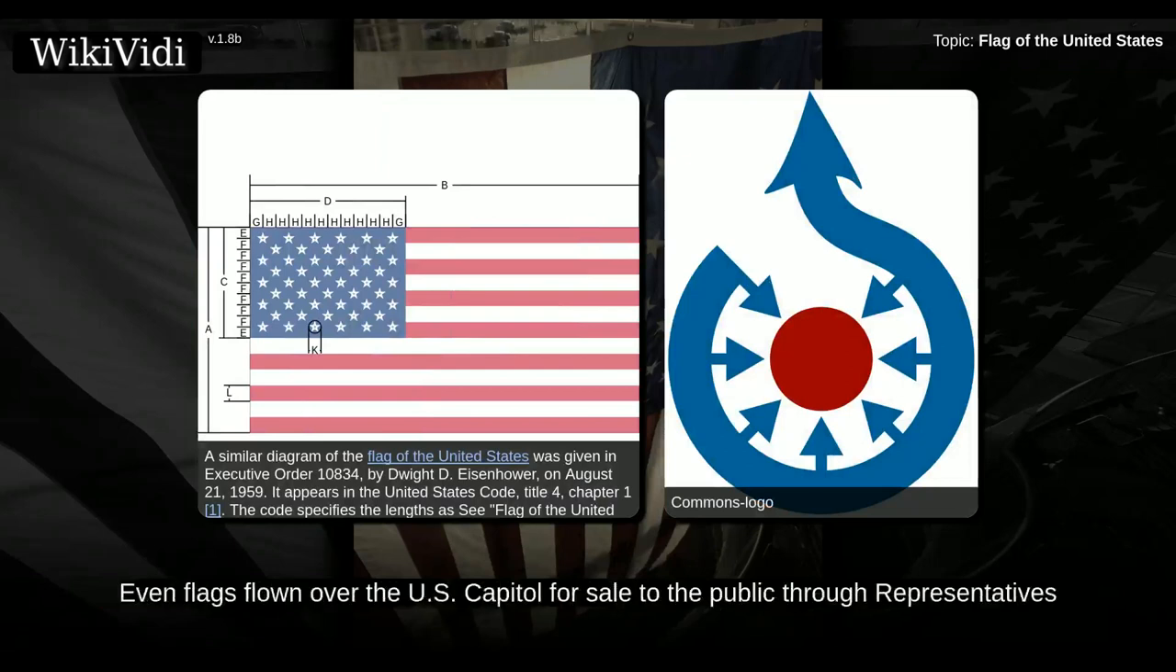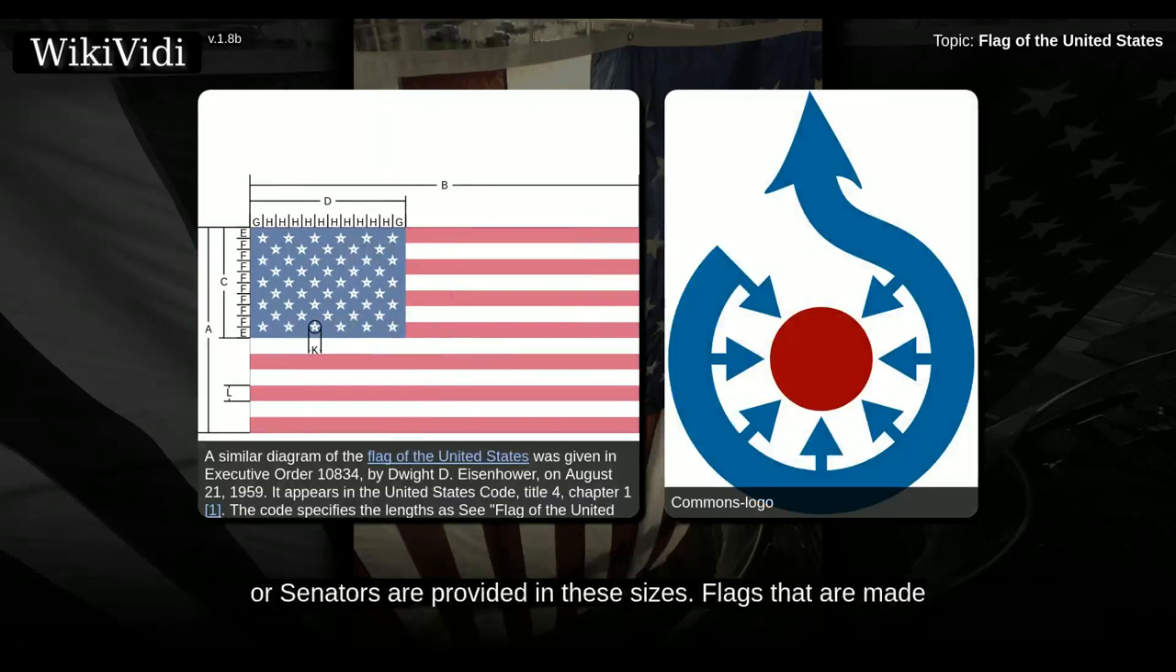Even flags flown over the U.S. Capitol for sale to the public through representatives or senators are provided in these sizes. Flags that are made to the prescribed 1.9 ratio are often referred to as G-spec flags.